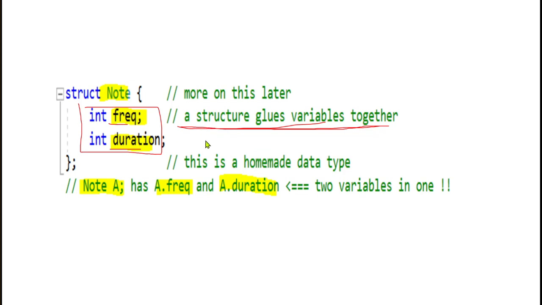What is going on here? And for us, I say, now we can say note A. So note A has two components, frequency and duration. You get two variables in one. That's great. I don't have to cloud everything up. I can say note A.